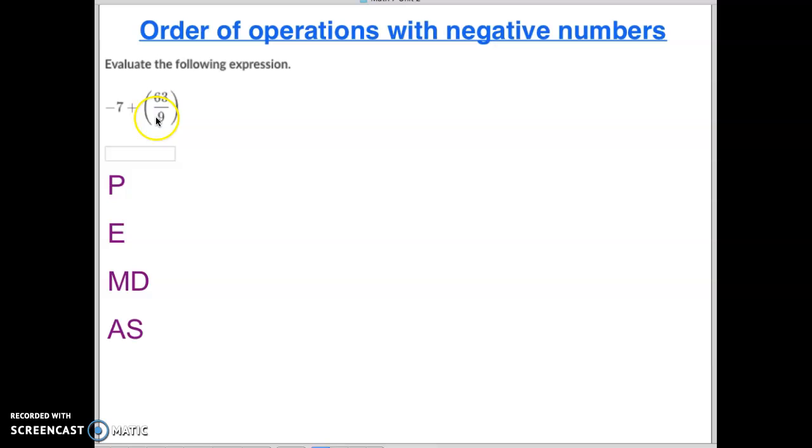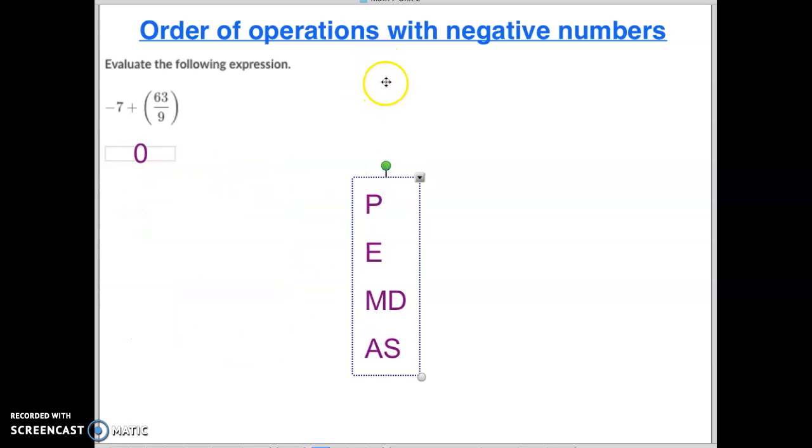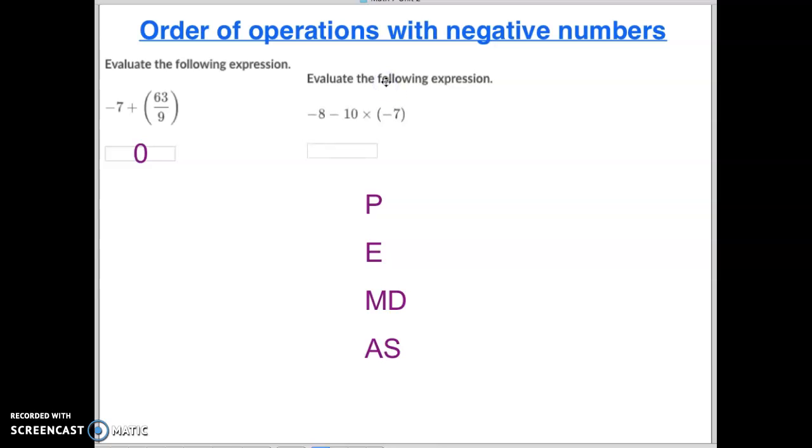So inside those parentheses, what is 63 divided by 9? Most of you are going 7. Well then, negative 7 plus 7 is 0. Good job. All right, so let's move our PEMDAS to the next one. Oh, come on, PEMDAS. Where are you going? There we go. Let's go to the middle one now.